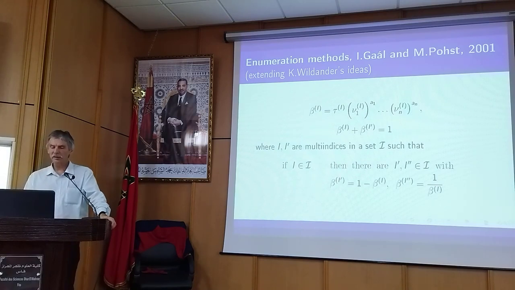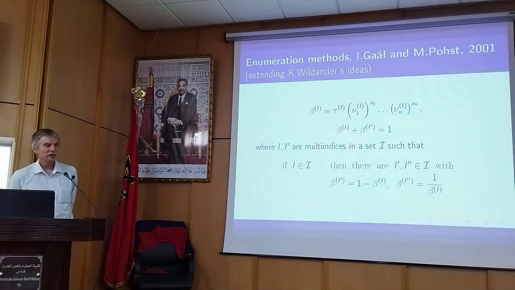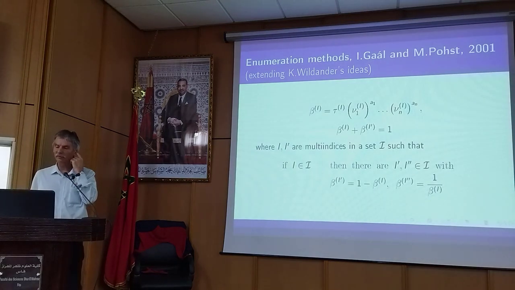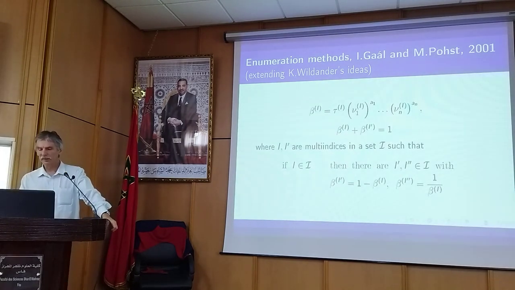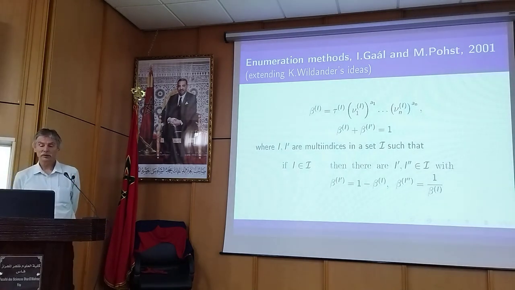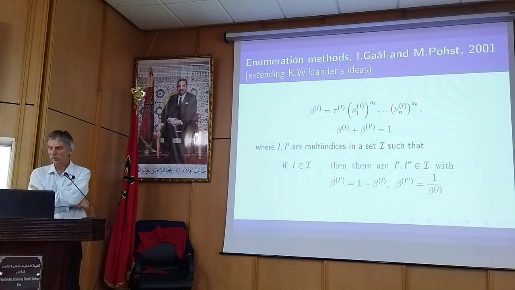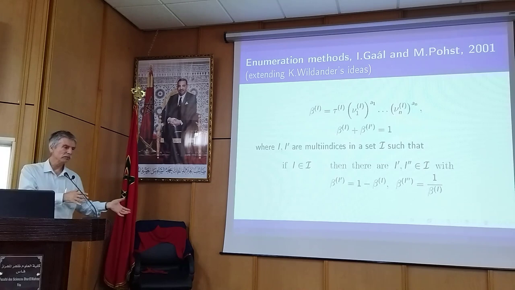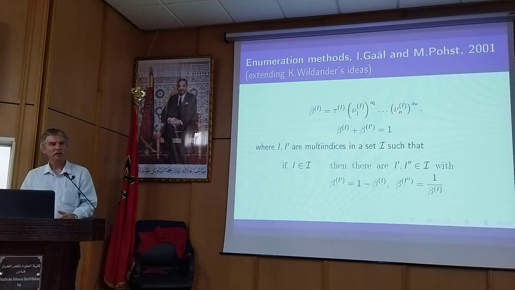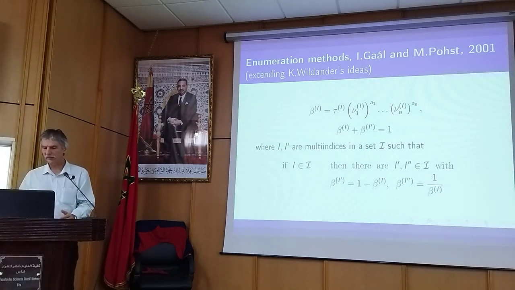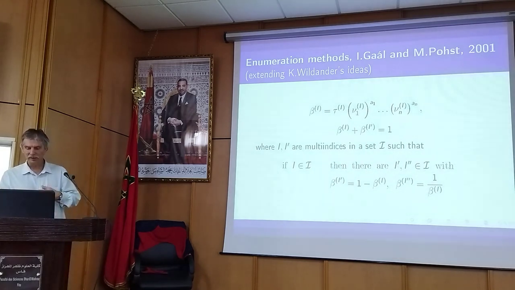This numerical method was first applied by Klaus Wildanger, who was a PhD student of Michael Pohst in the 1990s. Then this enumeration method was made a little bit sharper by Michael Pohst and myself in 2001 to solve norm form equations, and we were to solve relative Thue equations, and that method was applicable also in this case.